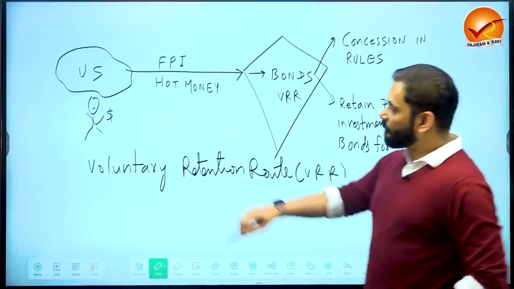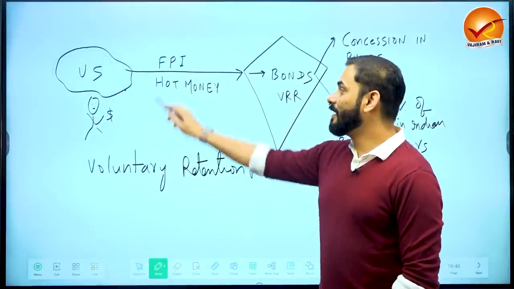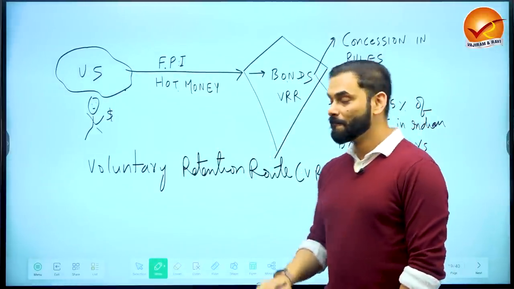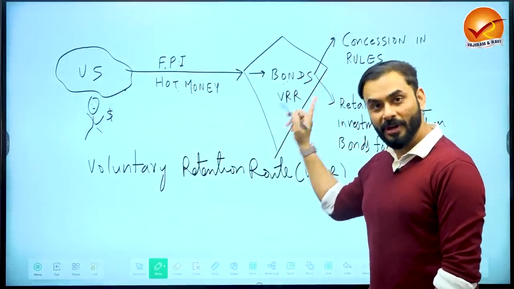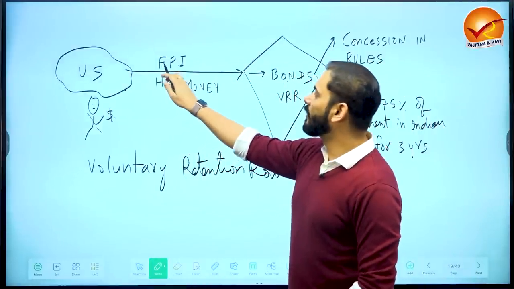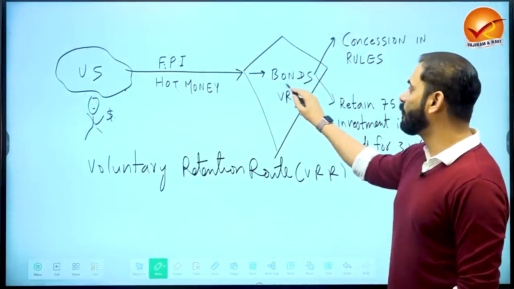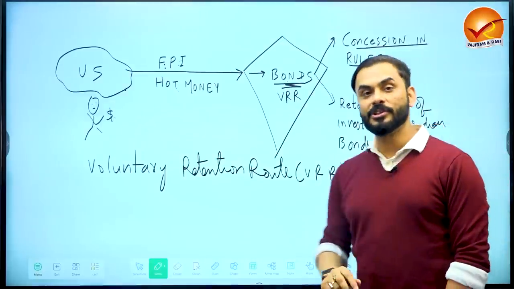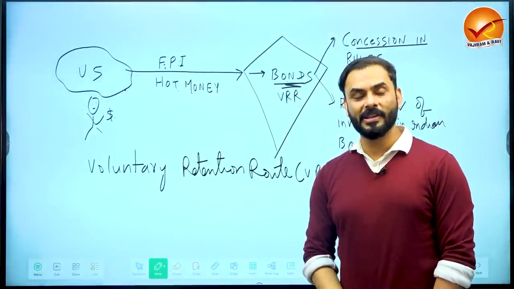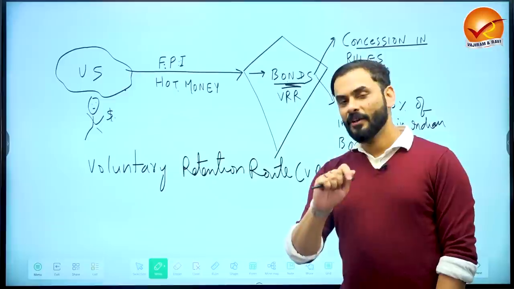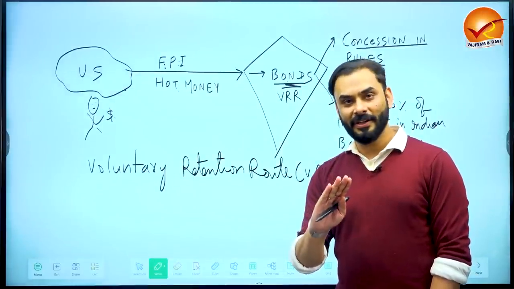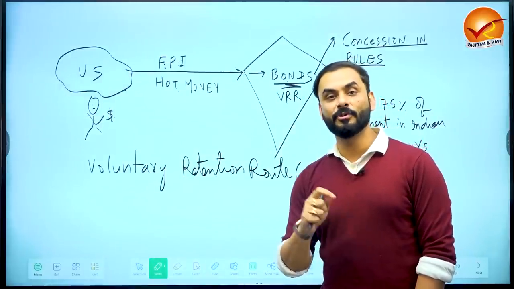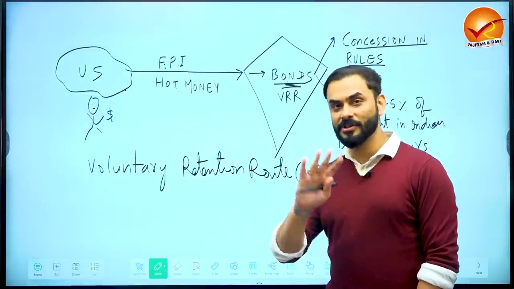What is the scheme? Suppose somebody from the US has dollars and wants to bring foreign portfolio investment in India. Foreign portfolio investment is also called hot money. Now it comes to India. So the Government of India told them that if you bring your dollars through FPI and buy bonds in India, the Government of India is going to give concession in rules and regulations. We will not put too many restrictions, which means you can come very fast and do your paperwork very fast. We will not put a lot of restrictions and formalities. Things will be smooth for you.